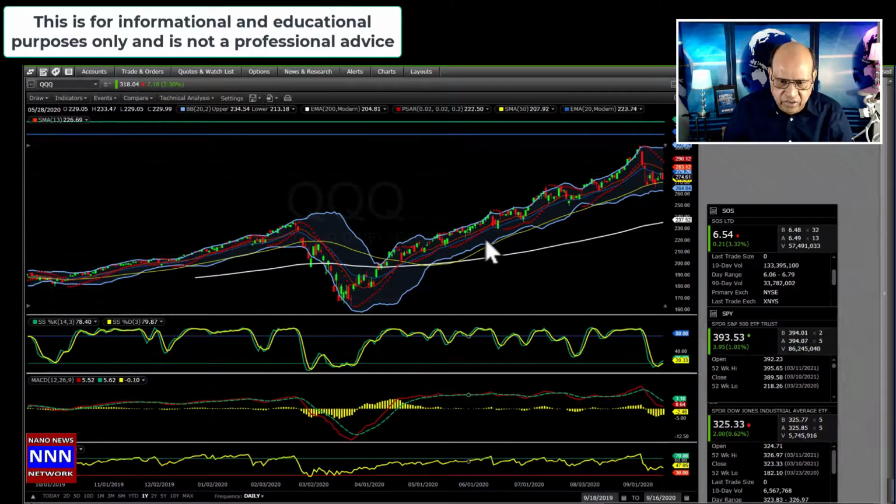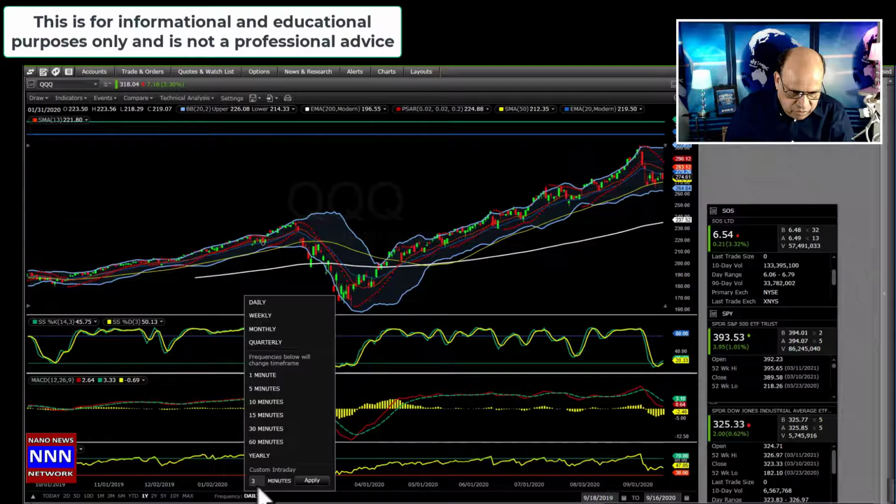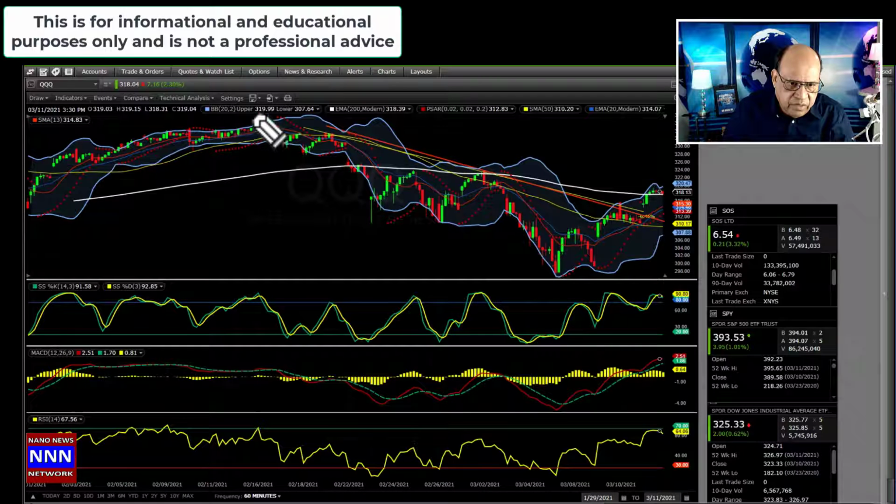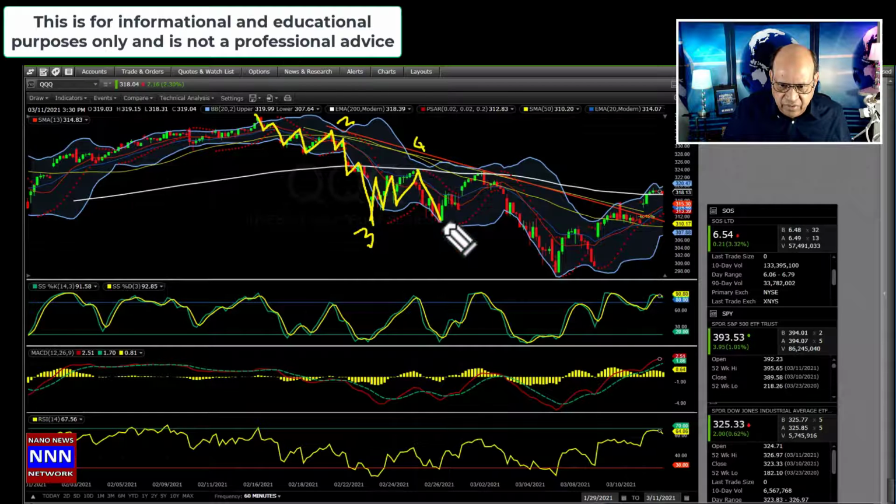So if we understand these corrections, let's look on a little smaller time scale here. Okay, so here we have 1, 2, 3, 4, 5. This is 2. Okay, let's draw it again. 1, 2, 3, 4, 5. Okay, so that is wave 3. Now here we have 4. A, B, C, C. That is 4. And this is 5.